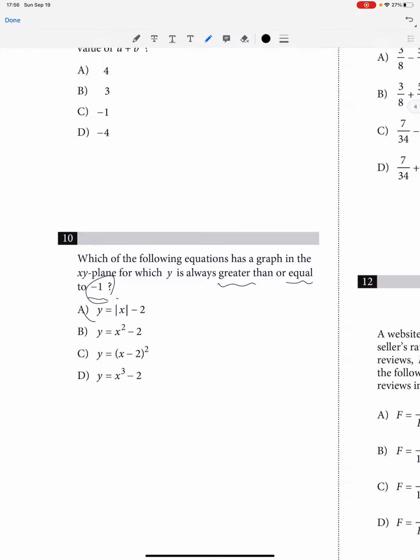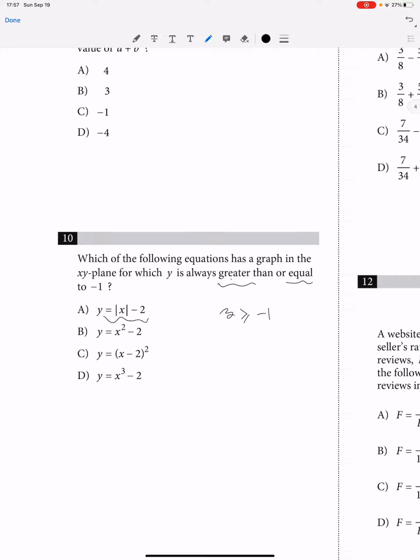Question 10. Which of the following equations have a graph in the xy plane for which y is always greater than or equal to -1? As it says, it is given that y is always greater than or equal to -1. We could write it as this. So by checking all these formulas given, we should prove that the y value is always bigger than -1 or maybe equal to.